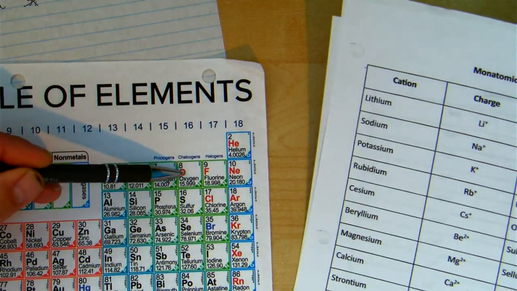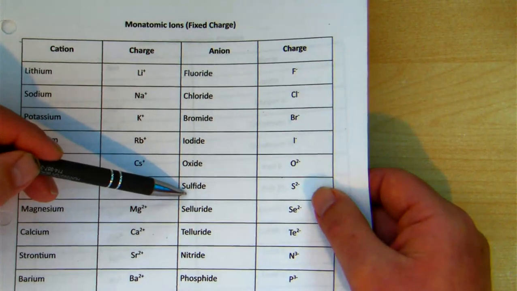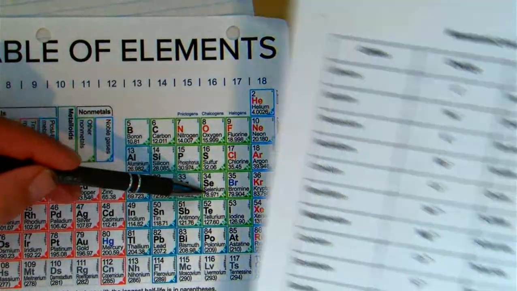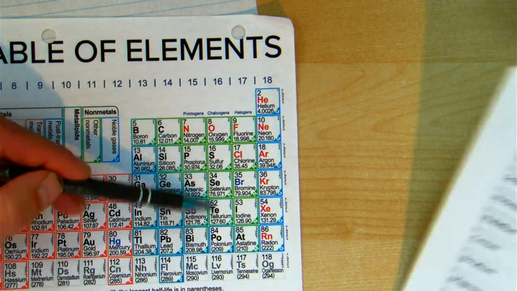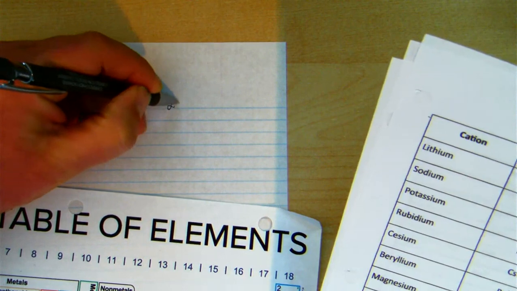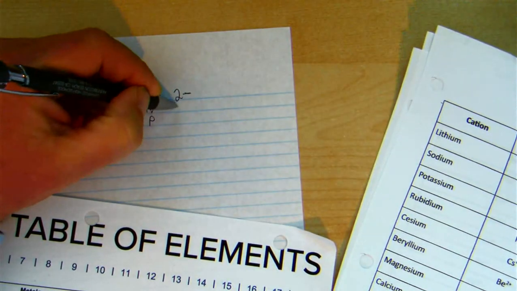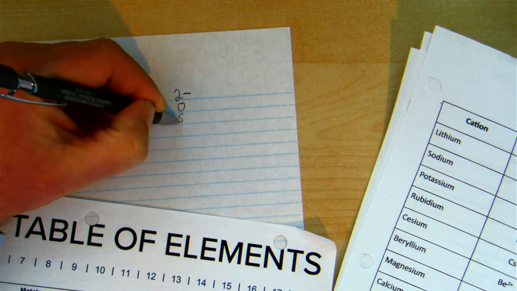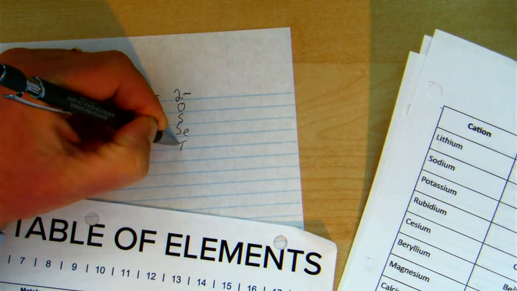Next to them, to the right, is oxygen. Oxygen and sulfur below it, selenium and tellurium. So 1, 2, 3, 4 elements. These are always, without exception, going to have a 2 minus charge. That's oxygen, sulfur, selenium, and tellurium.